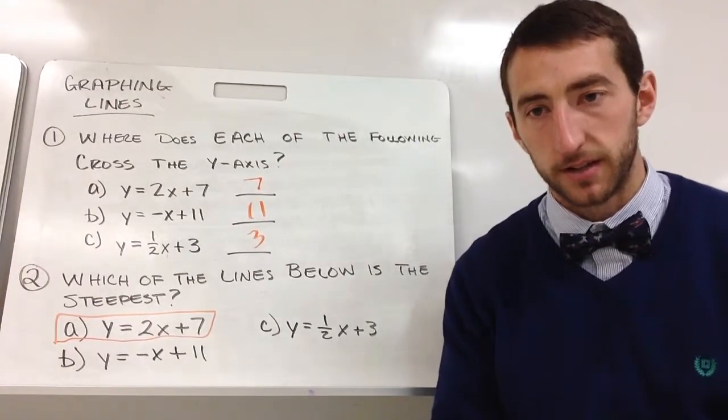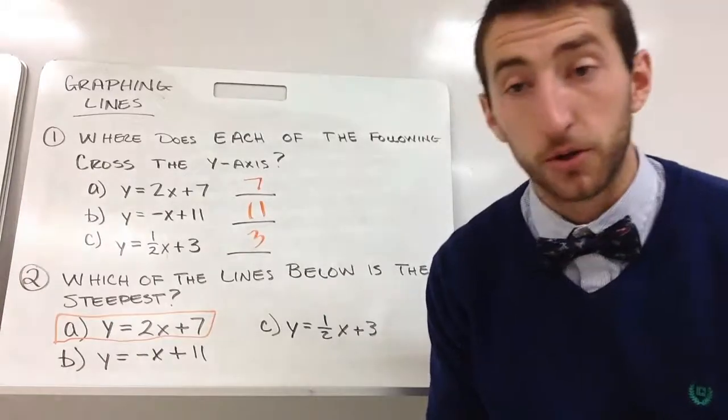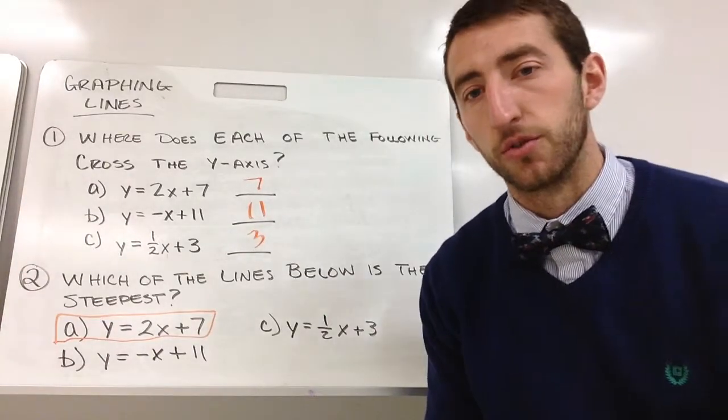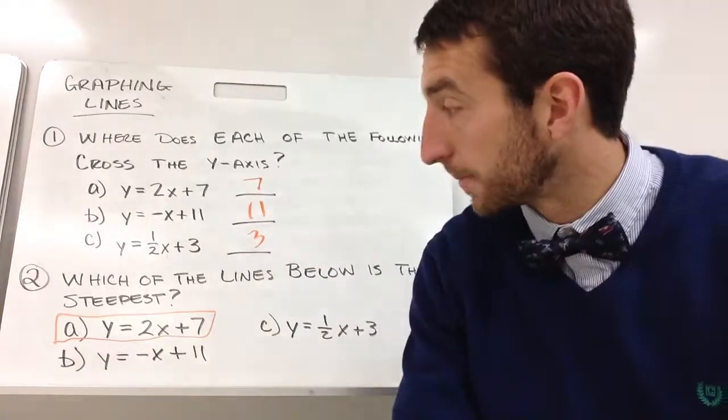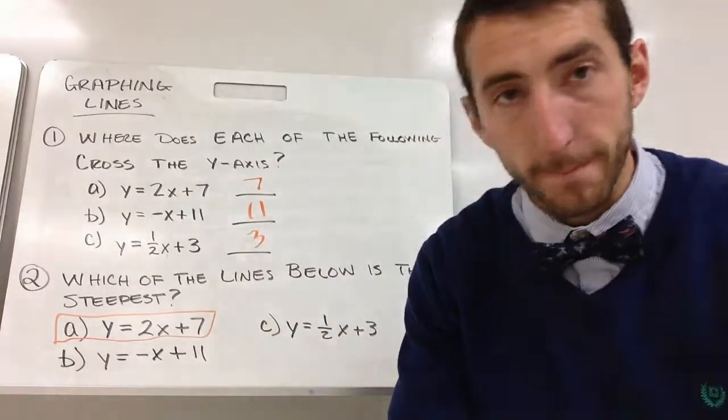So that is graphing lines in a nutshell. Remember, you can use your calculator. You want to do zoom standard first, and then if you can't see that, then you might want to zoom out. And that is it.